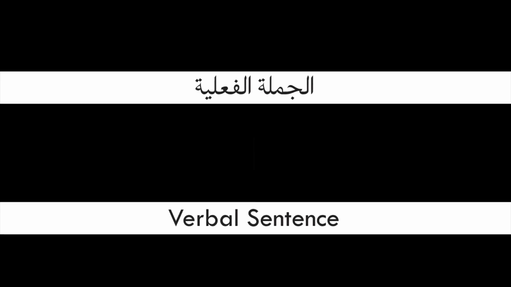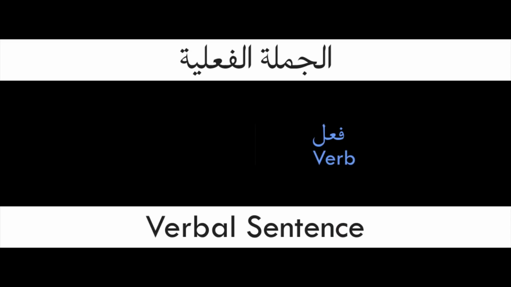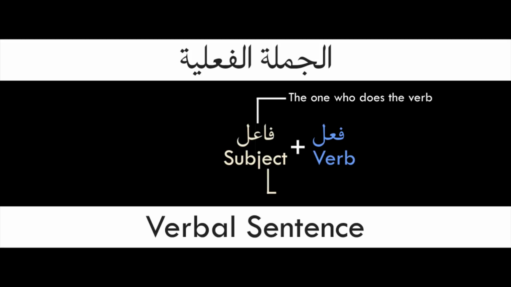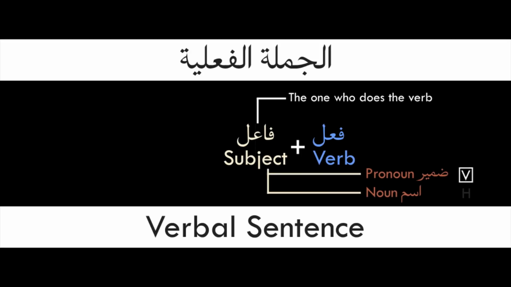The second type of sentences is the verbal sentence, or jumlatun fi'liya. It has to start with a verb in any tense, and this verb has to be followed by a subject, or a doer, fa'il, the one who does the verb. It may come as a noun, a pronoun, and may be visible or hidden.